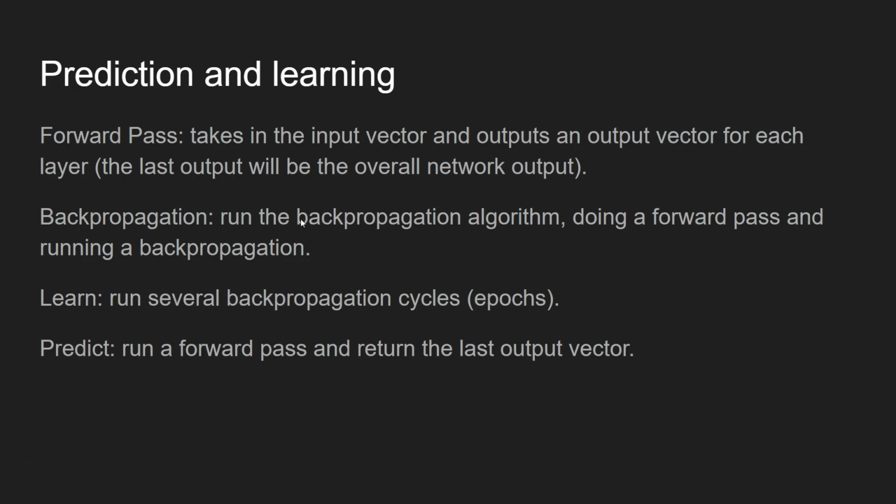Backprop. This is going to run our backpropagation algorithm we talked about last Wednesday. It'll do a forward pass, and then it'll run a backpropagation. It'll do exactly one, so one epoch, one forward, one back. And then we can have a learn function that just runs a bunch of these backpropagation cycles. So we can make these from scratch, and in fact, in your lab, you're going to be doing that for part of the lab. But there's also a whole bunch of different libraries available for neural nets.